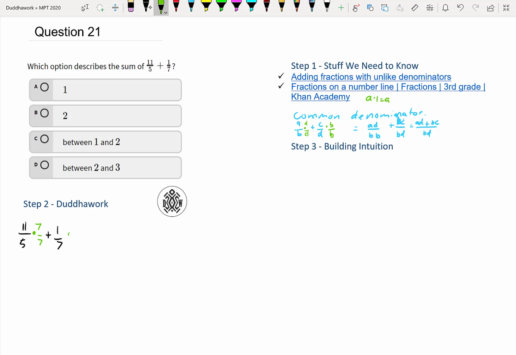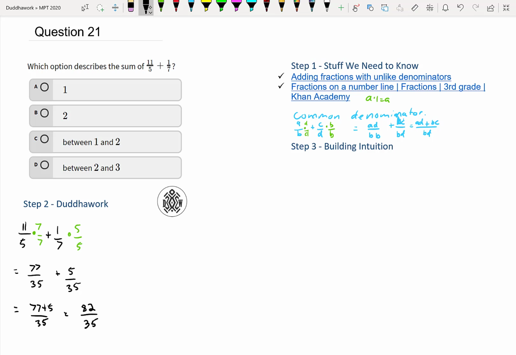So here it would be times 5 and times 7. And again, 5 divided by 5 is 1. That's why we're allowed to do that. So we would get 77 over 35 plus 5 over 35. So see how our denominator is 35 now? We have our common denominator. We can just add across. So that's 77 plus 5 over 35, which is 82 over 35.